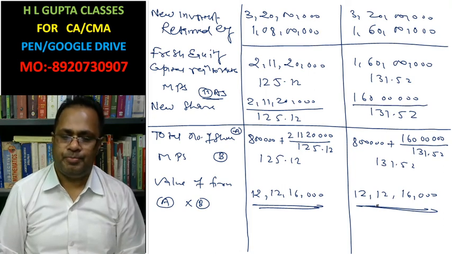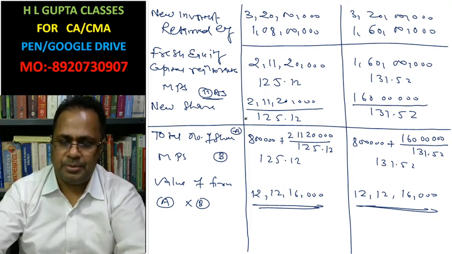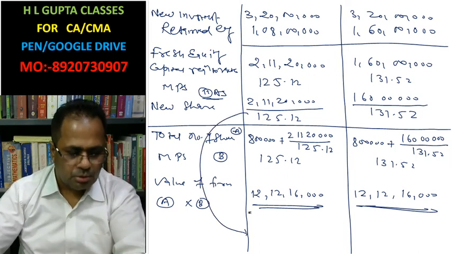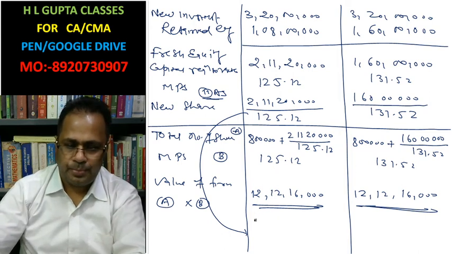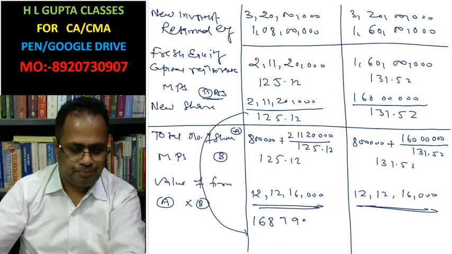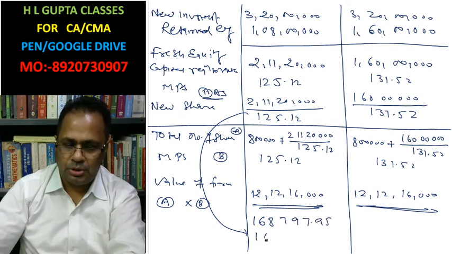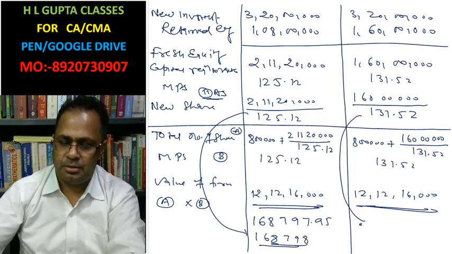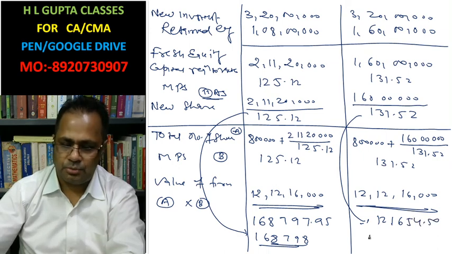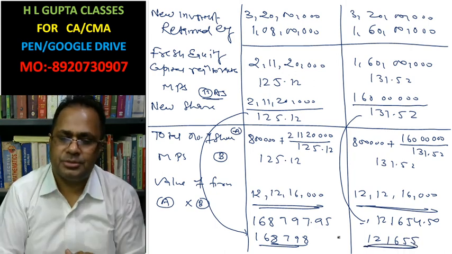Now the number of shares can be calculated after dividing: you will have 168,798 here, and here 121,654.50, that is 121,655. These were the new shares required to be raised.